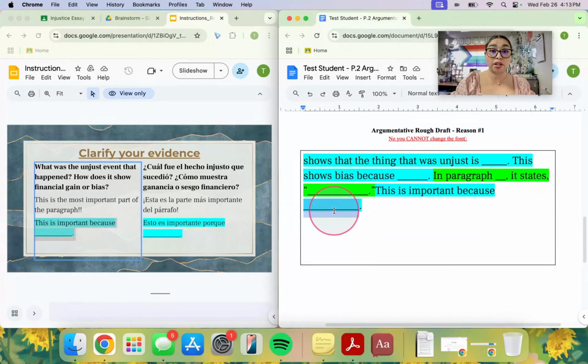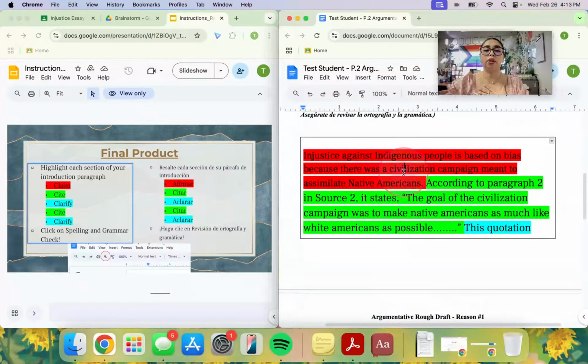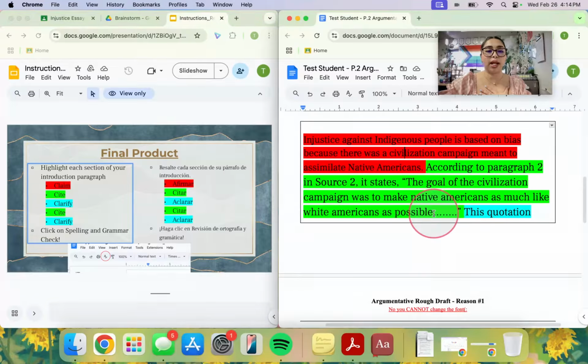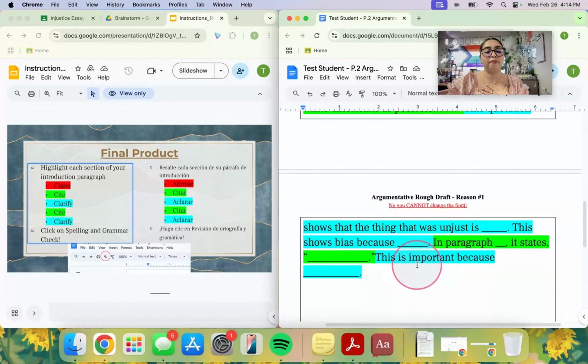Okay, so now that you're done with that, that's the last section of our paragraph. So now we just need to double check that we have everything. Do I have a claim? Do I have my cite? Clarify, cite, clarify. So I should have red, cool. I have my first cite. I have my blue. I have my second cite. I have my second blue.